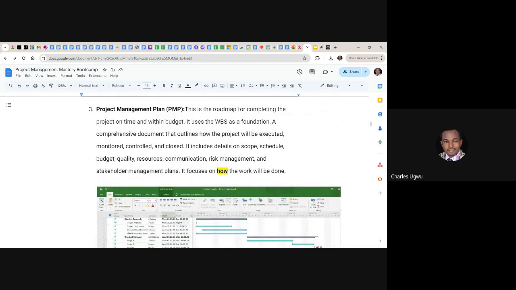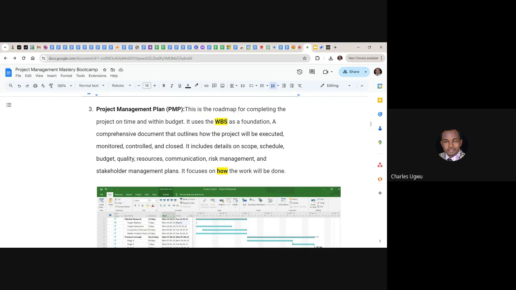So it uses the work breakdown structure as a foundation, a comprehensive document that outlines how the project will be executed, monitored, controlled, and closed. It includes details on scope, schedule, budget, quality, resources, communication, risk management, and stakeholder management plan.